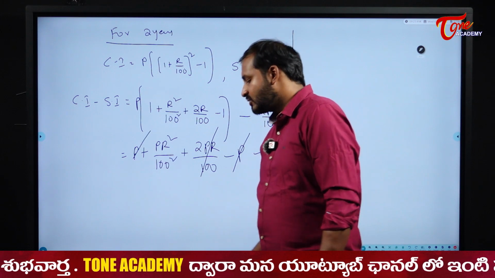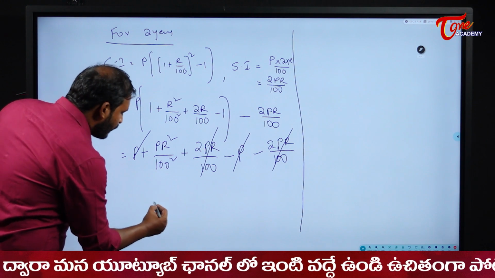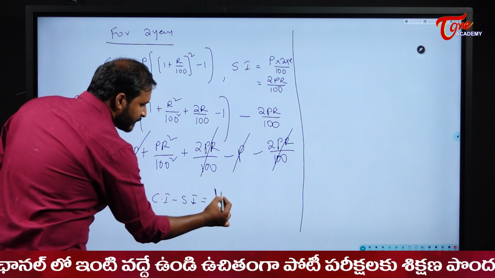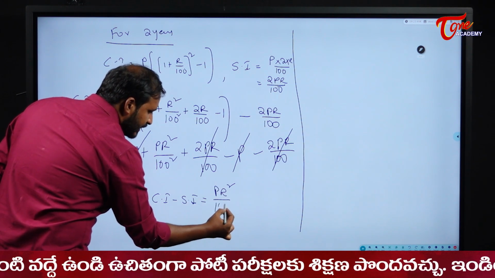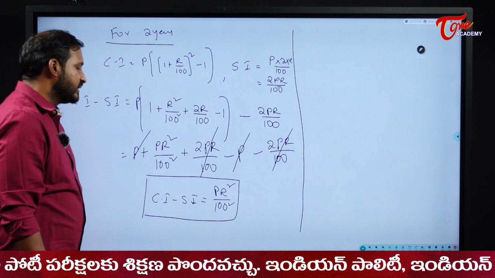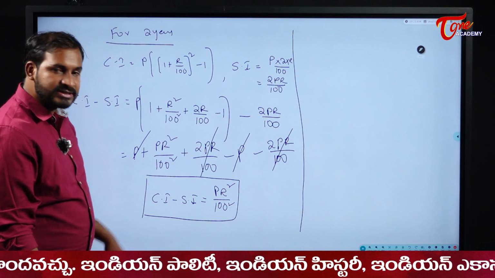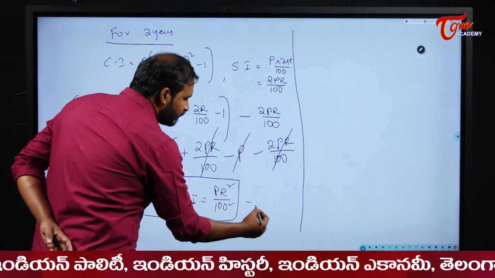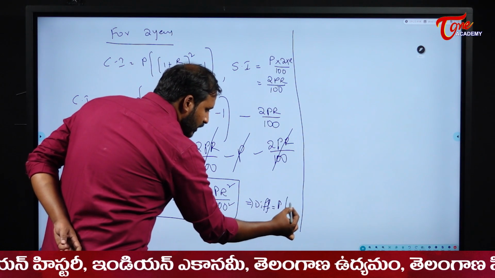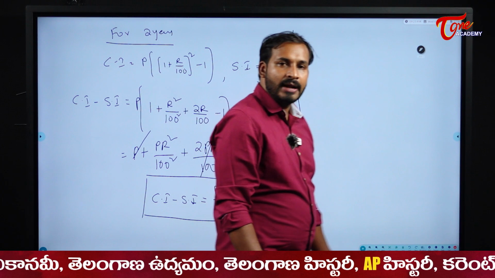P and P get cancelled. So that means the formula for difference between compound interest and simple interest for 2 years is equal to PR square by 100 square. This is the formula for difference between simple interest and compound interest for 2 years. This one also few people will write as difference is equal to P into R by 100 whole square.